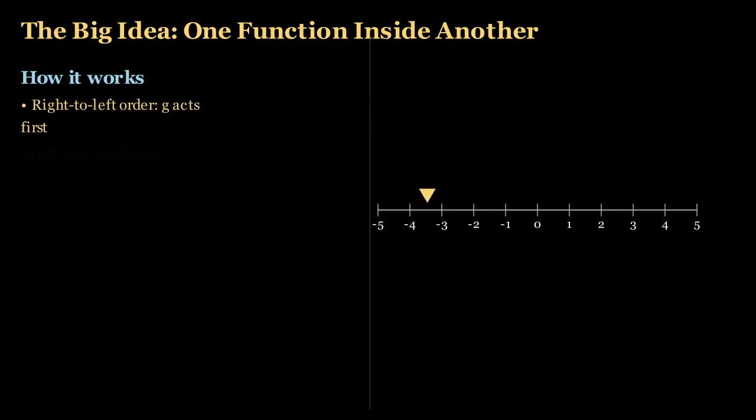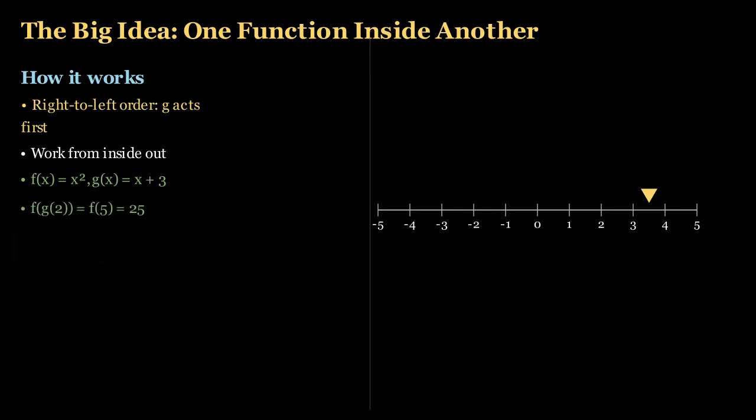Let's take a concrete example. Suppose f of x is x squared, and g of x is x plus 3. To find f of g of 2, we start inside the parentheses. G of 2 is 2 plus 3, which is 5. Then we take that 5 and feed it into f. F of 5 is 5 squared, which is 25. So f of g of 2 equals 25.